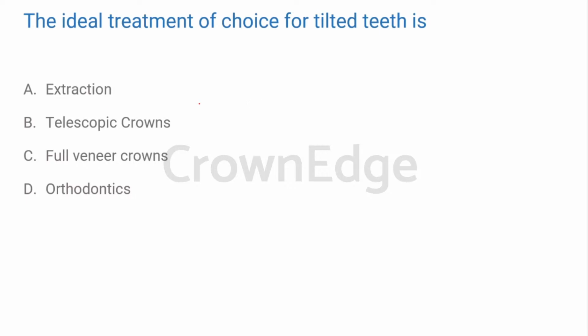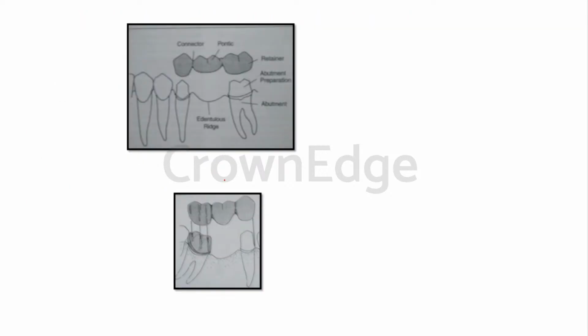Okay, so we try our best to prevent extraction. Invasive procedures are indicated only when we have no other choice left. So we are left with something called telescopic, full veneer, and orthodontics. Before I answer this, you can let me know what you think is the correct answer. But before I answer this, I'm just going to show you a small thing about FPD.